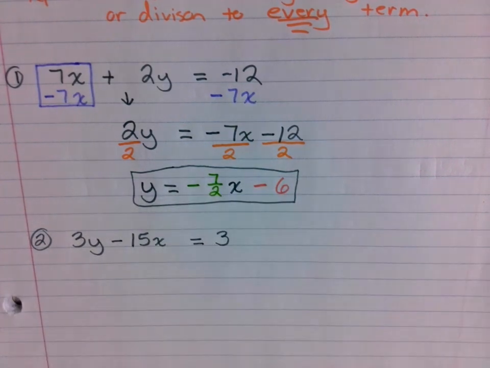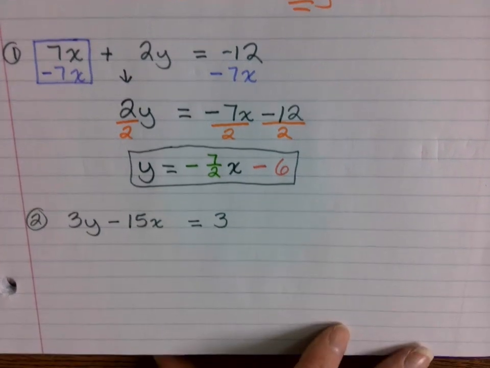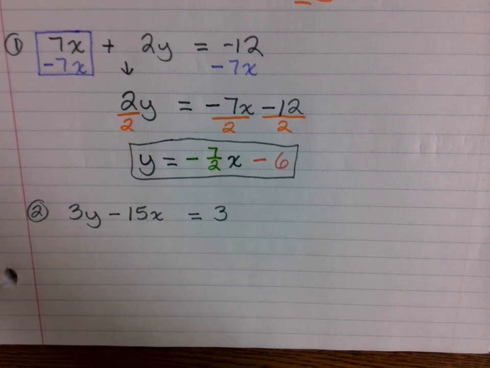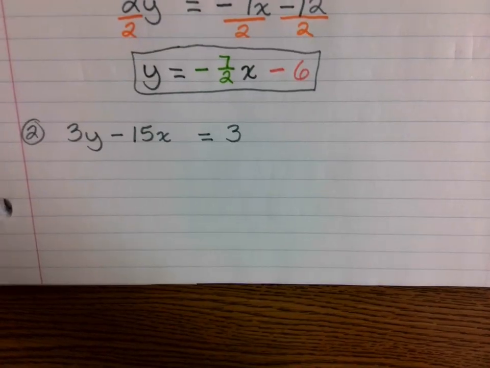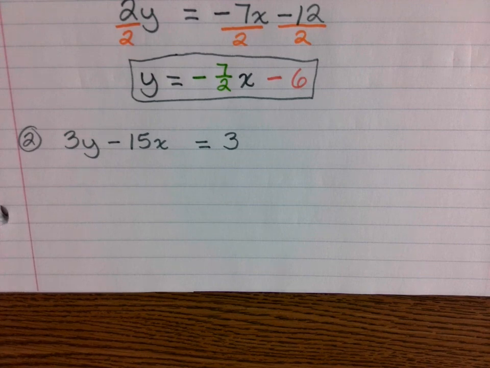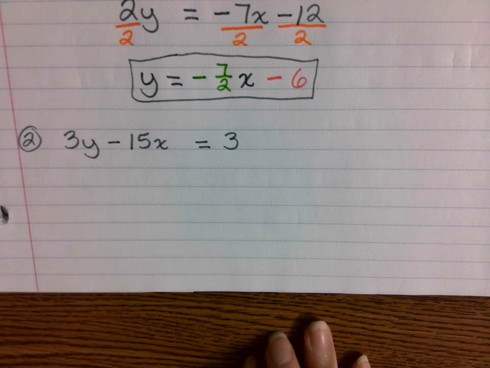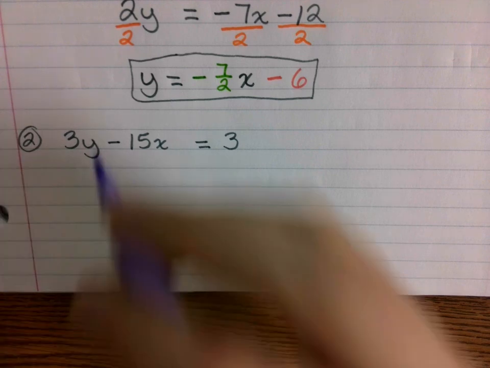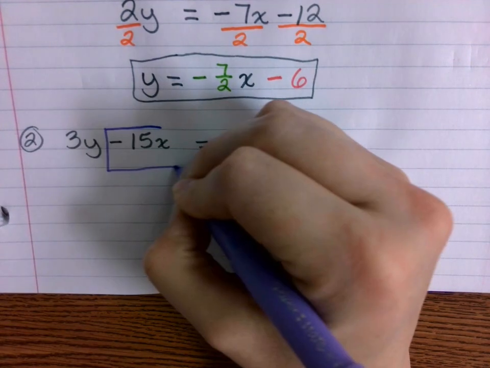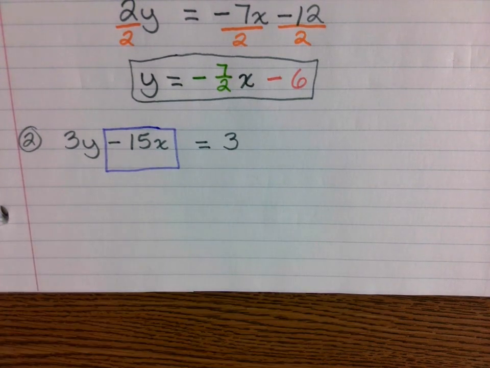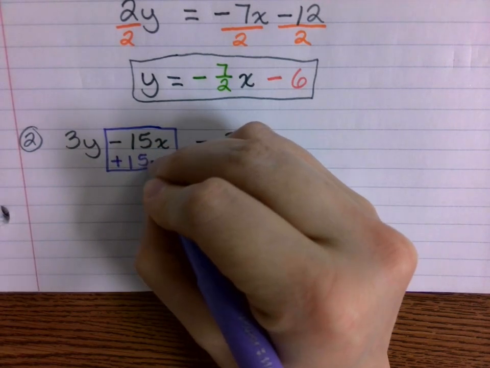Okay, we have 3y minus 15x is equal to 3. So again, first step is to focus on moving my x term. What is my x term? Leona? Negative 15x. That minus sign in front of it indicates that it is a negative. So what are we going to do to move it to the other side then? Add it. So we're going to add 15x to both sides.